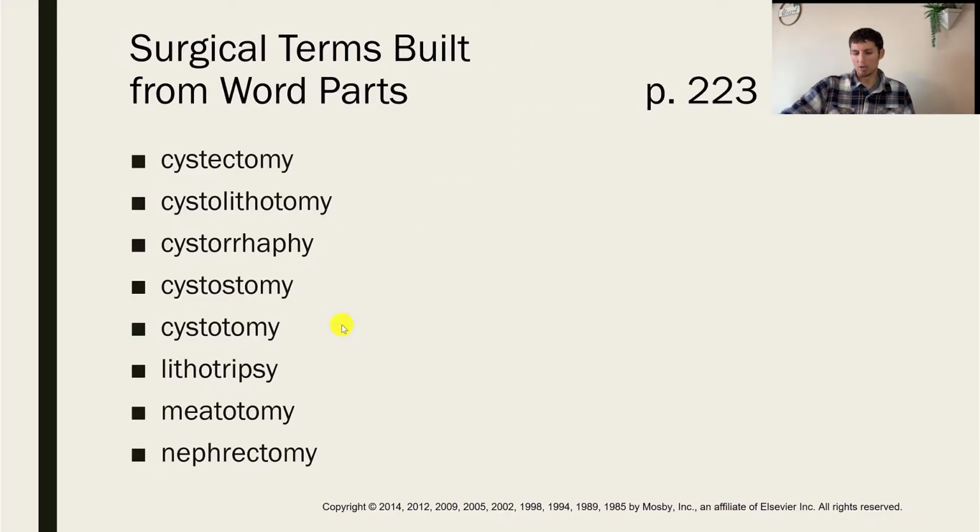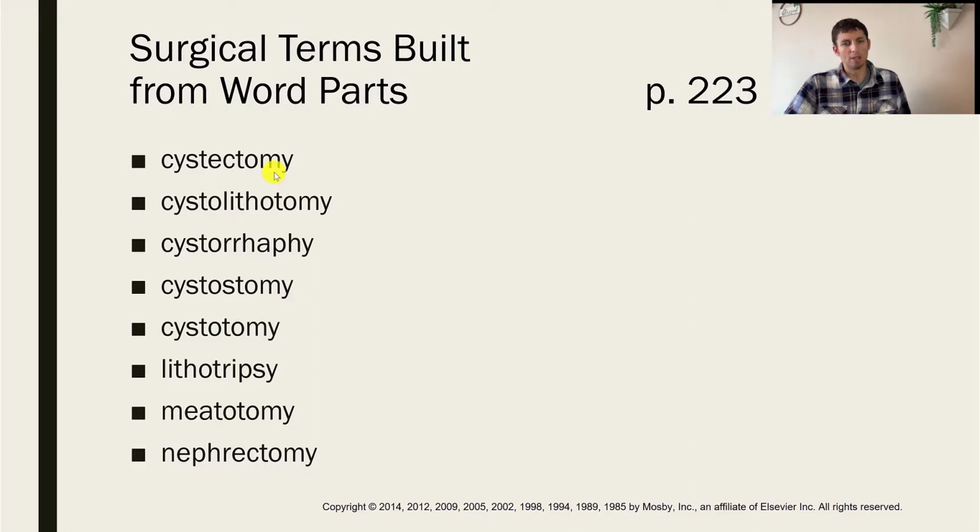So skip over then to page 223, and now we're looking at surgical terms built from word parts. So again, type 1 category, but these are specific to surgical terms. And what we continue to see and will continue to see are these very precise surgical suffixes. So the ectomy, the otomies, the raphes, the tomies, the tripses, we're going to continue to see those throughout. So cystectomy is the excision of the bladder, bringing that bladder out. So anytime you see that ectomy, that's removing something.